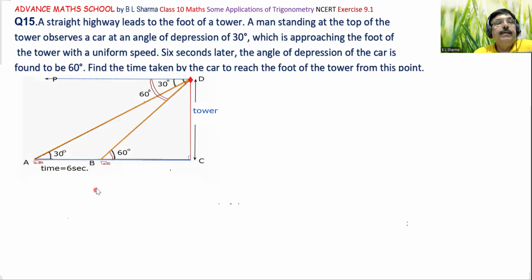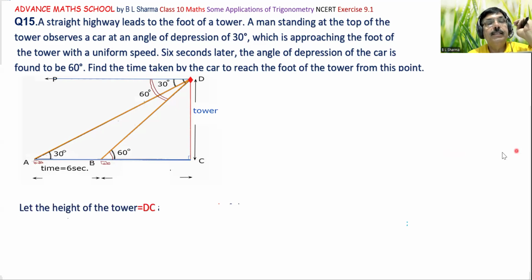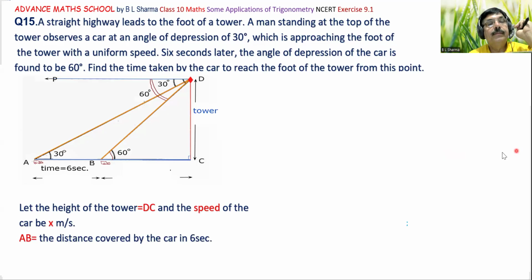देखिए यहाँ पे टाइम इज गिवन फॉर द साइन थीटा कोस थीटा, वी नीड डिस्टेंस. हमें ट्रिग्नोमेट्रिक रेशियो अप्लाई करने के लिए डिस्टेंस चाहिए, लेकिन हमें पता है डिस्टेंस इज इक्वल टू टाइम इनटू स्पीड. यहाँ पे हमें स्पीड को सपोज करना पड़ेगा. Let the height of the tower, that is DC, and the speed of the car be x meter per second. AB is equal to distance covered means time into speed.